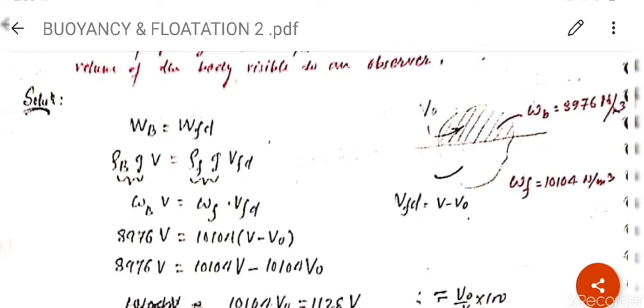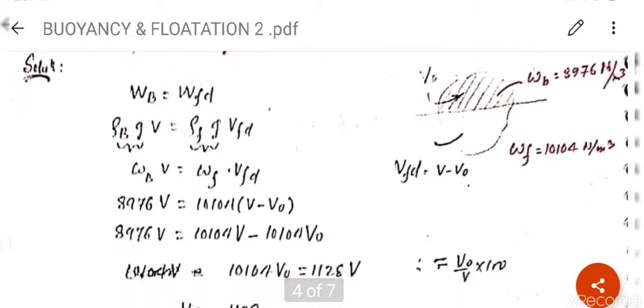But see the diagram again. VO is the volume of the body which is visible to the observer. Total volume of the body is V. So in the liquid, V minus VO is submerged. So from these relations we can write weight of the body, or specific weight of the body, 8976 into V, total volume of the body, and specific weight of fluid into volume of fluid displaced. So here volume of fluid displaced is V minus VO. So putting the value, 10104 into the bracket V minus VO.